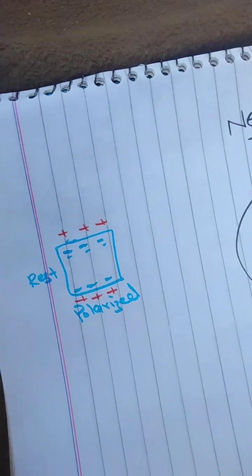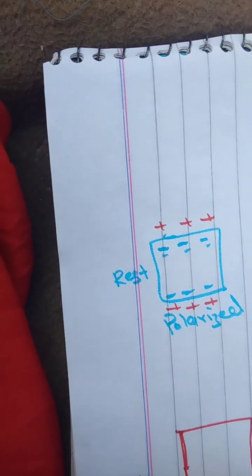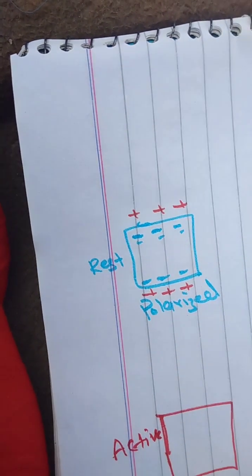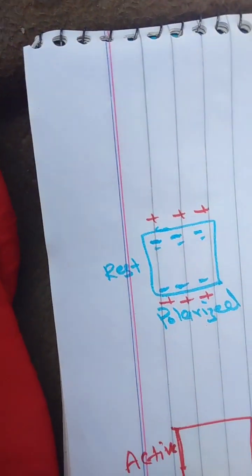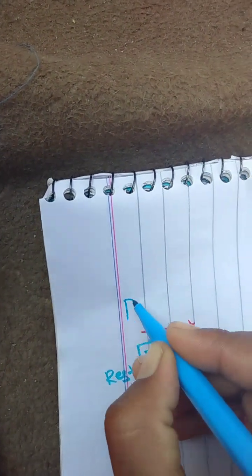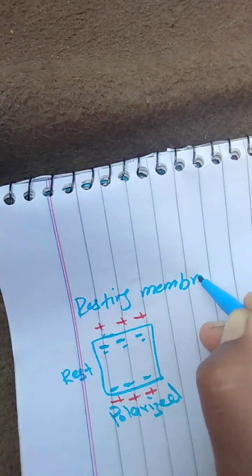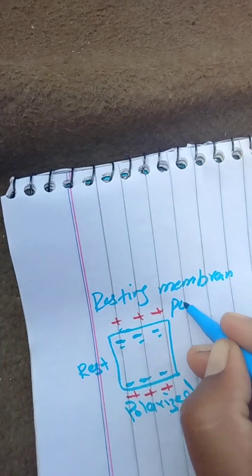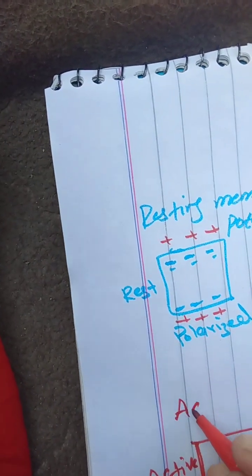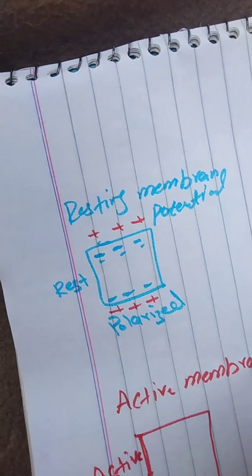When the cell is in active condition, the cell does work, the cell is active. The cell does work, the cell thinks, we move, we think, the cell is active. This is the resting membrane potential, because the membrane of the nerve cell is in rest condition. And this is the active membrane potential, because the membrane of the nerve cell becomes active here.